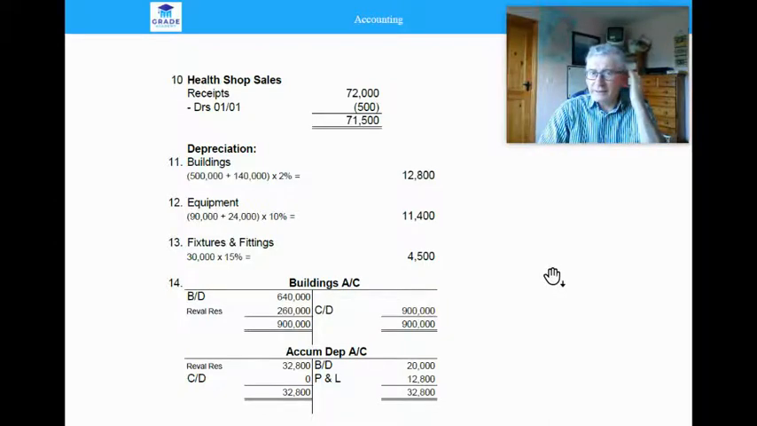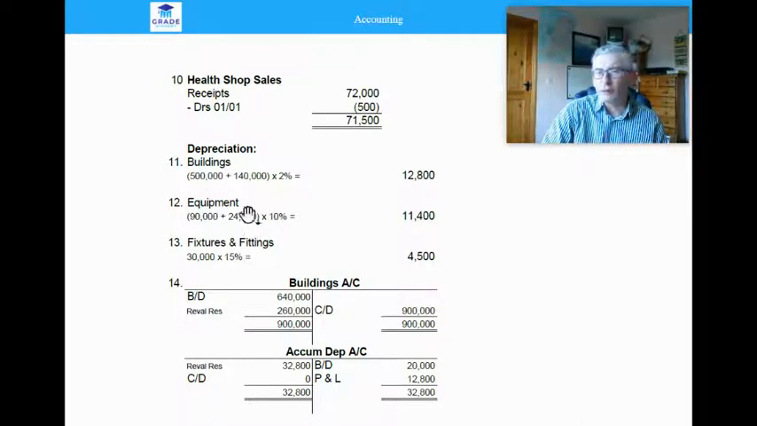Now, the other thing is the depreciation figures. To be honest, you needn't do a working for all of these if you think you're fairly sure of your answer, and sometimes you just don't always need to show a working. Now, the buildings were 500,000 plus 140,000, because we bought 140,000 during the year, so that's 640,000 by 2%. The charge for this year is 12,800, and remember, the revaluation does not happen until the end of the year, so that's the figure that goes into the profit and loss.